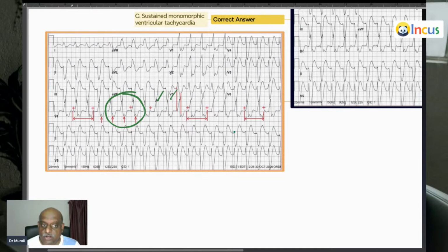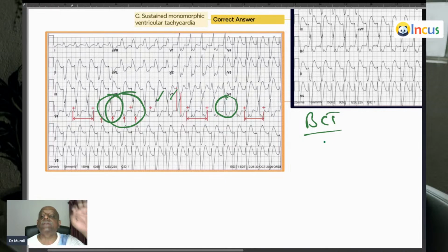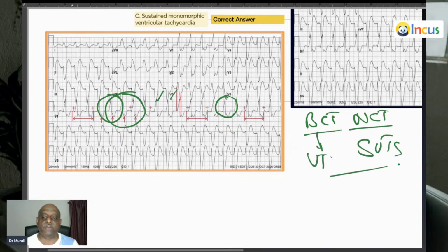Then the QRS complexes are broad. Unless proven otherwise, all broad complex tachycardias are ventricular tachycardias. Narrow complex tachycardias are SVTs, is what you need to remember.